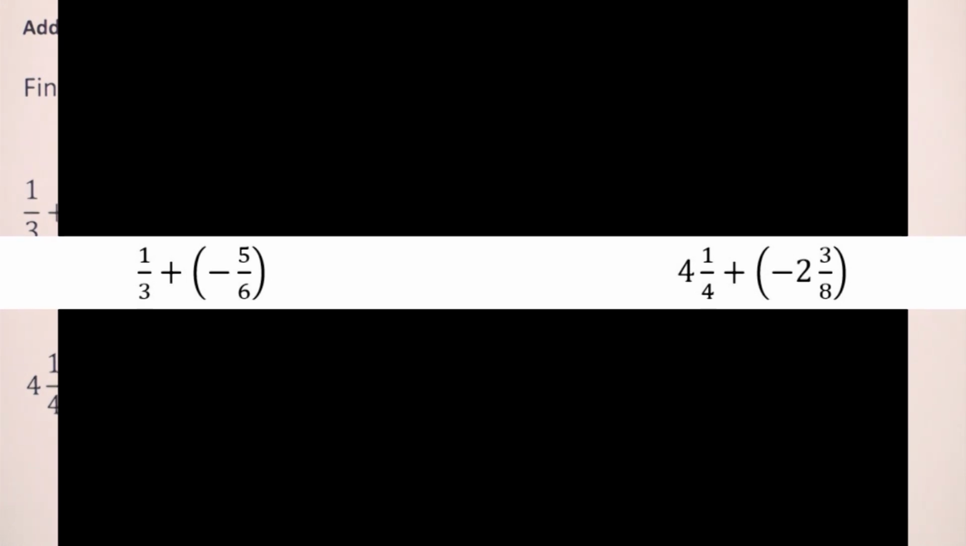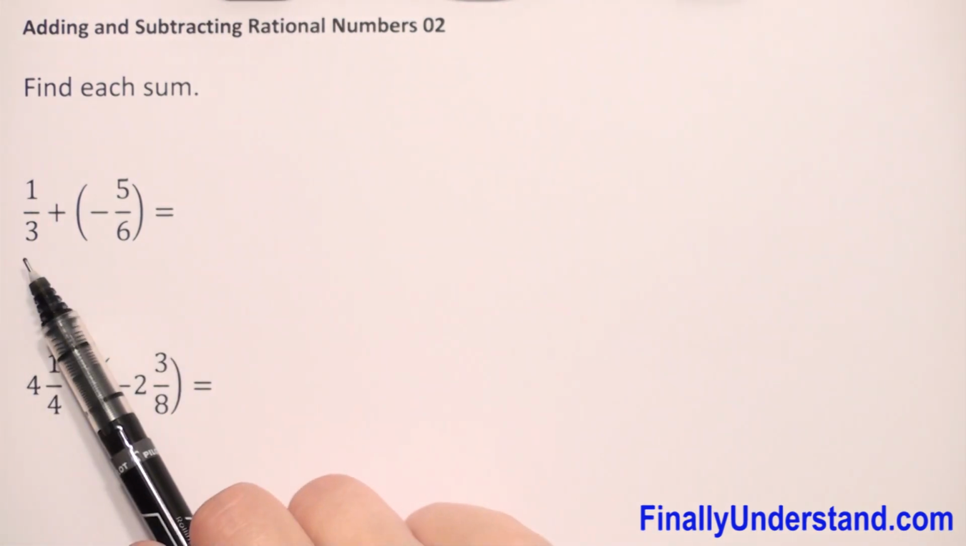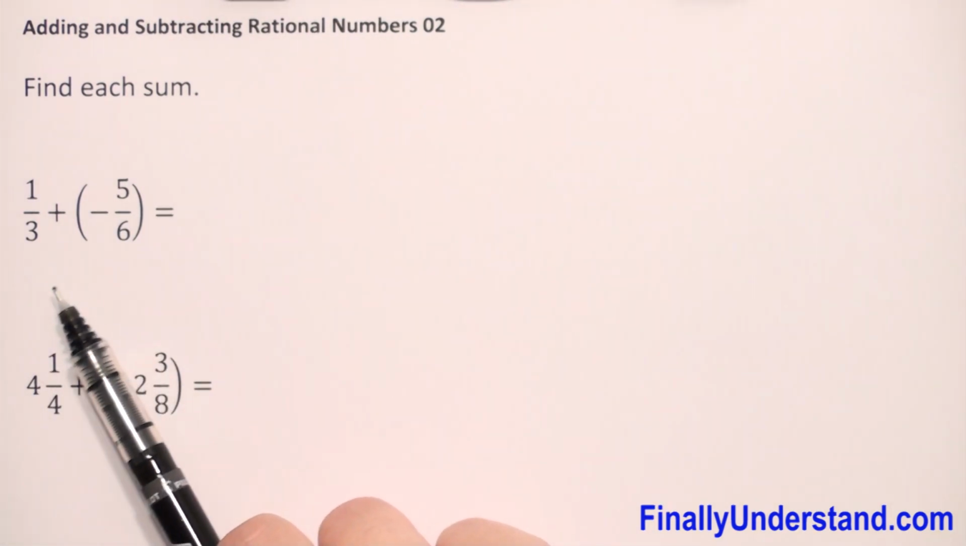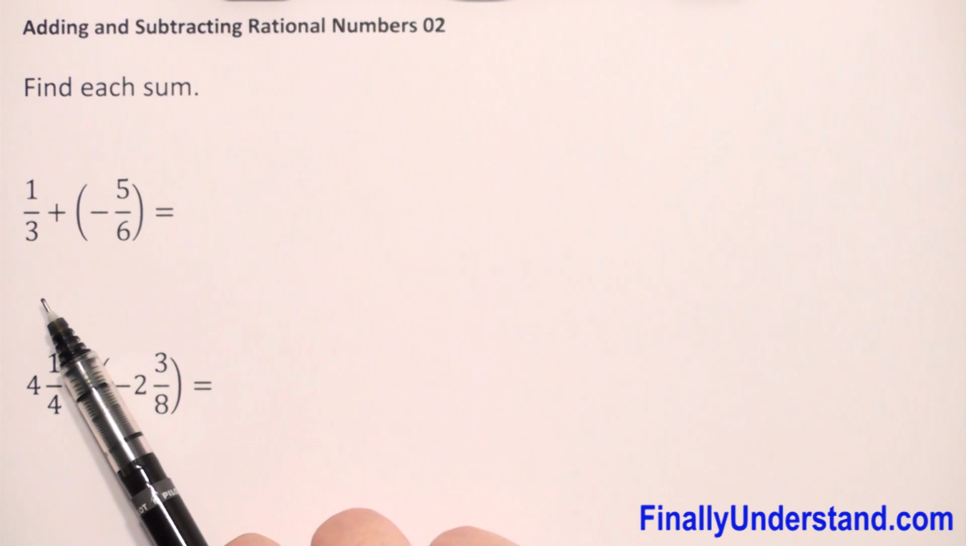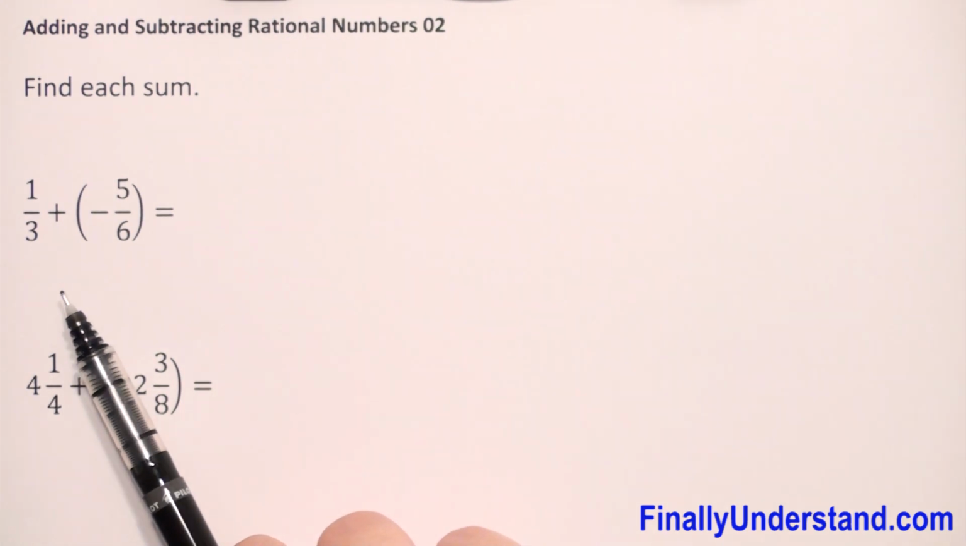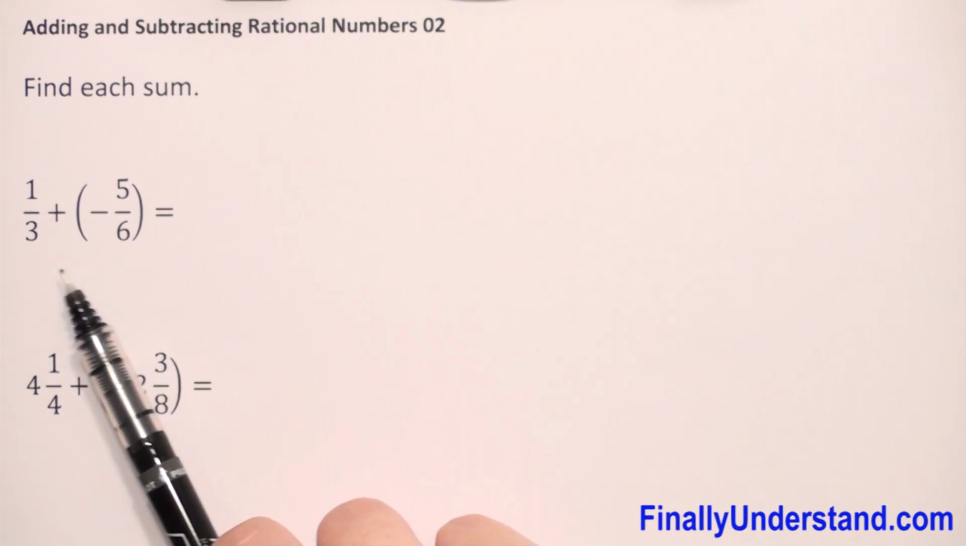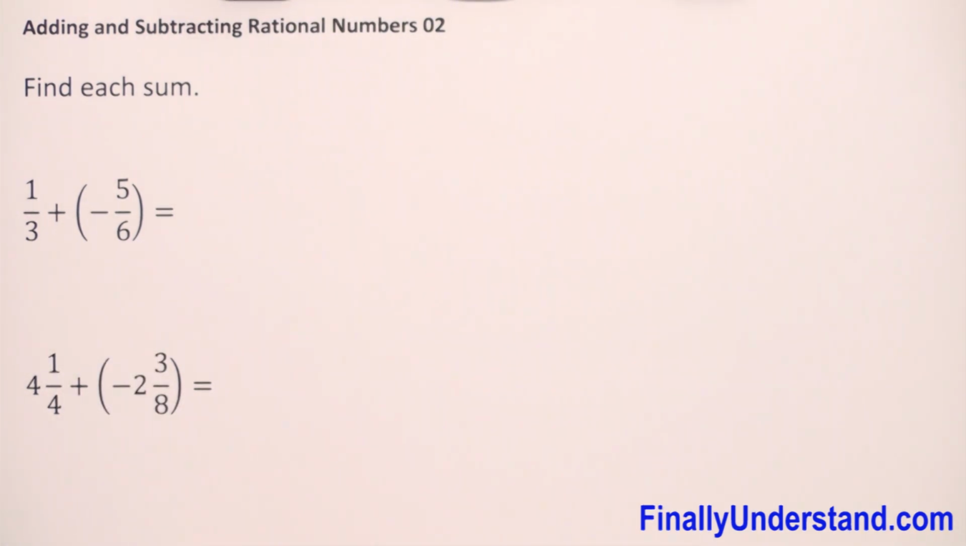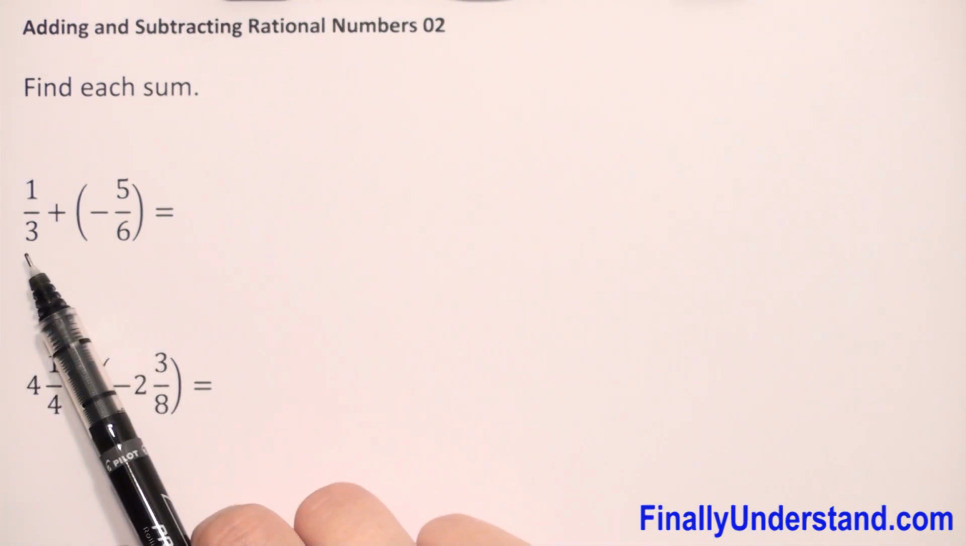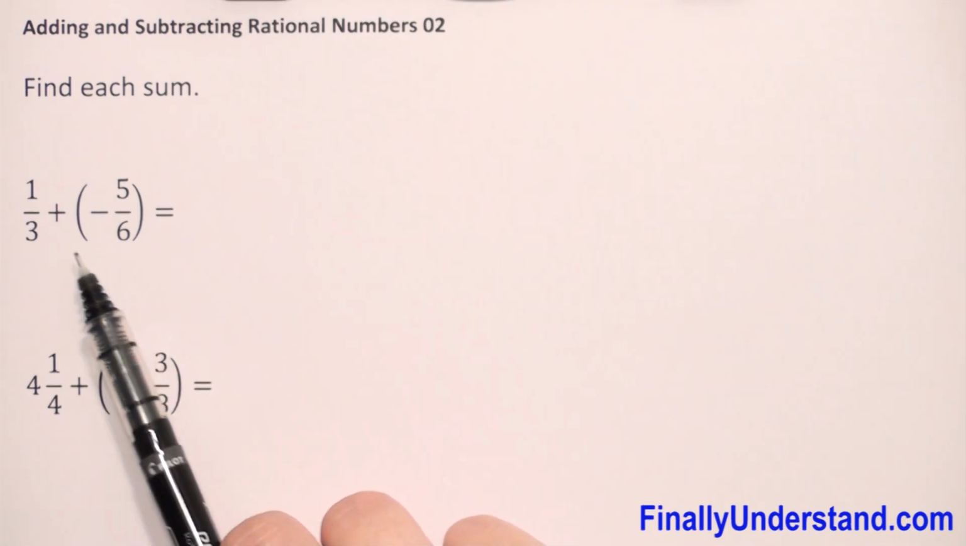We have to find each sum. In the first example, we have two rational numbers. One is positive, one negative. To add rational numbers, we use the same rules like for adding integers. So first we check which of these two numbers is greater, 1/3 or 5/6.